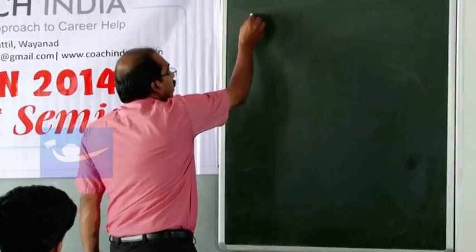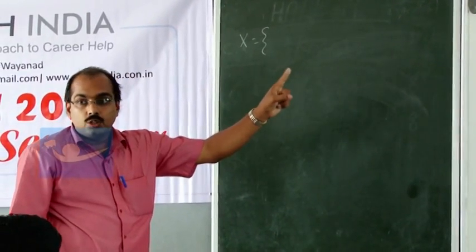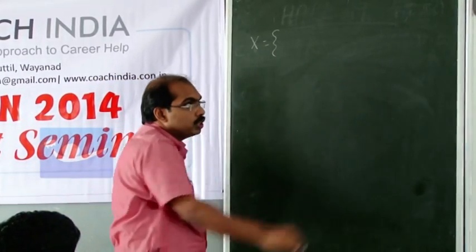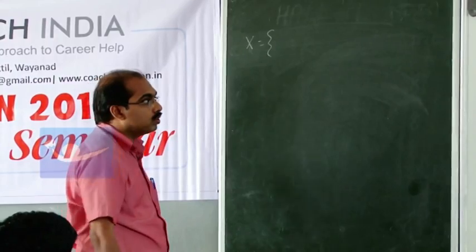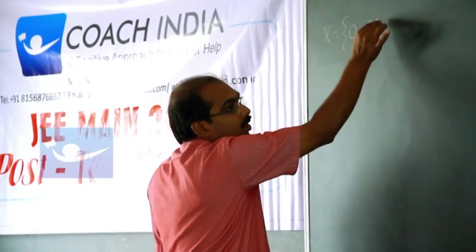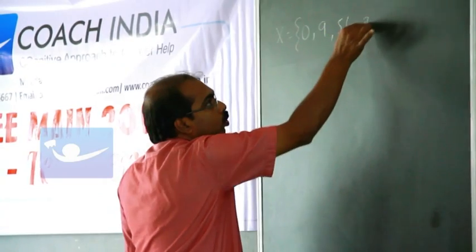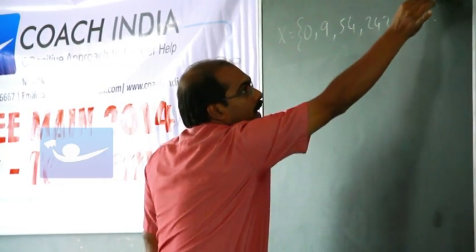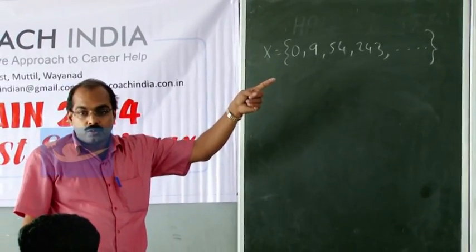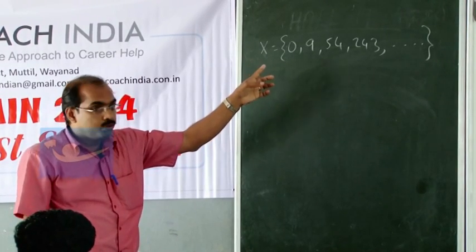See, to get the set x, we give n equal to 1, 2, 3, etc. So that we are getting the first element as 4 raised to 0 minus 3 into 0 minus 1, namely 0, then 9, then while giving 3, it is going to be 54, 243, etc. And you note that here we are having a few multiples of 9: 0, 9, 54, 243.